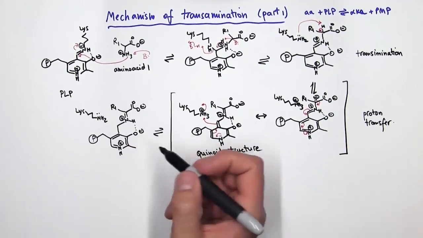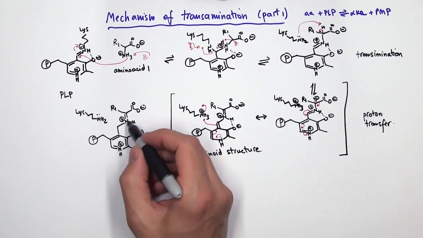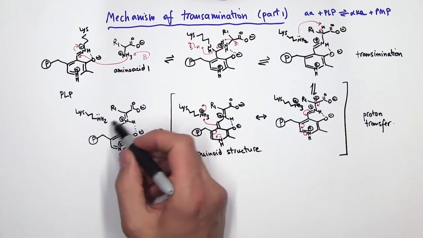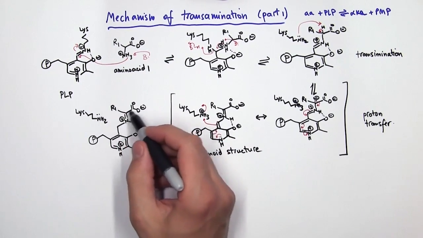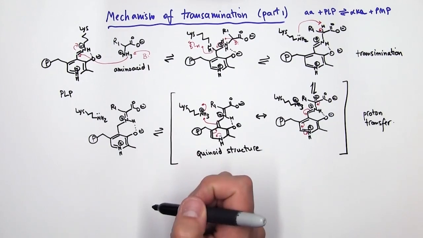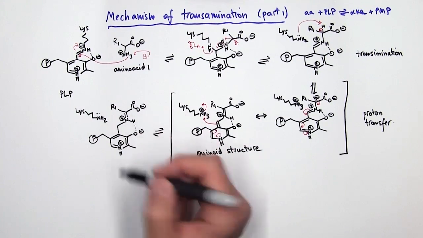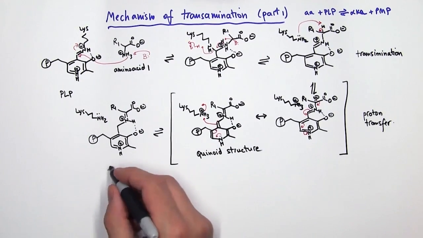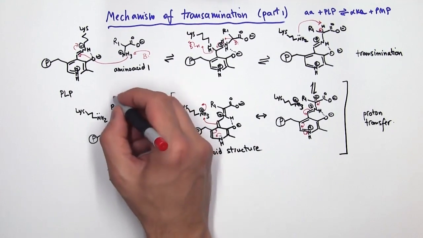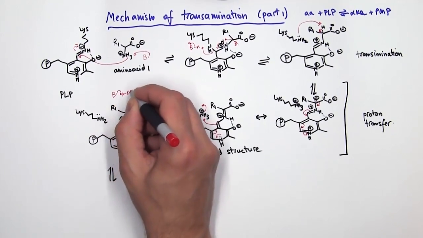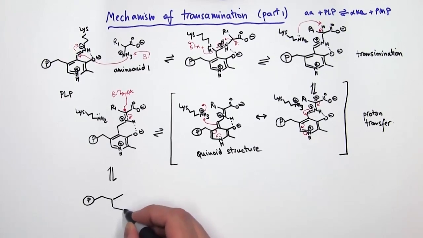Now, looking at this intermediate, we can see that, in fact, the Schiff base, or the imine, of the PMP form of the cofactor and the alpha keto acid corresponding to amino acid 1. So via a hydrolysis reaction, these two can come apart. In the first step, an activated water molecule attacks the alpha carbon, forming a tetrahedral intermediate.